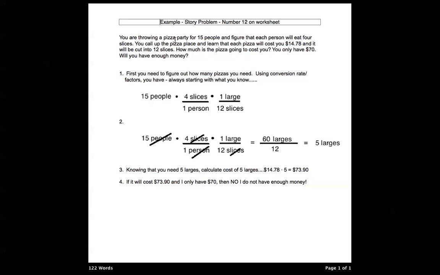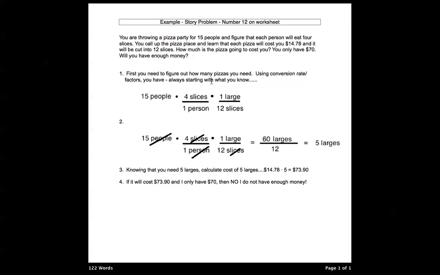As an example, I have done number 12 on your worksheet on this Pages document for you so that you can see it. I also posted this Pages document to Moodle as well as this video. So you're throwing a pizza party, 15 people, each person's going to eat 4 slices. You call the pizza place and learn that each pizza will cost $14.78 and they're going to cut it into 12 pieces. How much is the pizza going to cost you? You have $70. Will that be enough money?